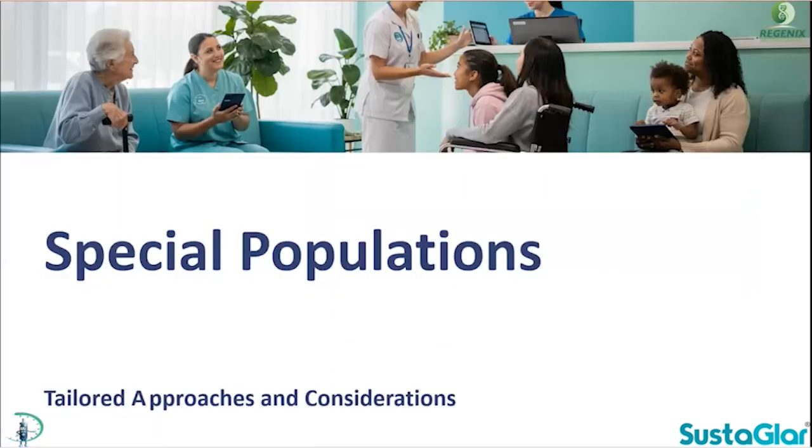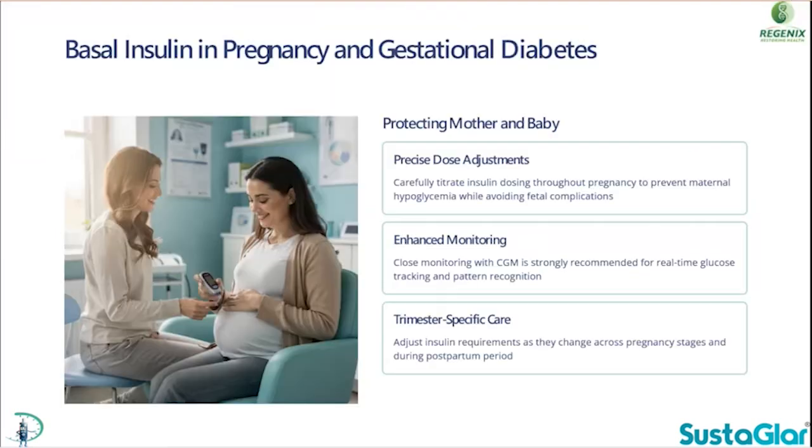What about special populations, like elderly people, pediatric populations and people of childbearing age? Basal insulin can be safely given in people with pregnancy, GDM. Precise dose adjustment is definitely needed because the insulin requirement changes throughout the pregnancy. To prevent maternal hypoglycemia, we have to carefully titrate the insulin dose while avoiding fetal complications. Enhanced monitoring by CGM is strongly recommended for real-time glucose tracking and pattern recognition. Then we can adjust the insulin dose. Trimester-specific care adjusts insulin requirements as they change across the pregnancy stages and during the postpartum period.